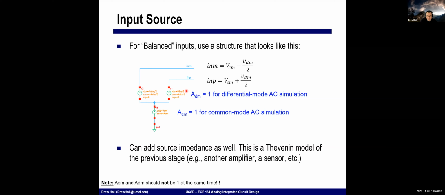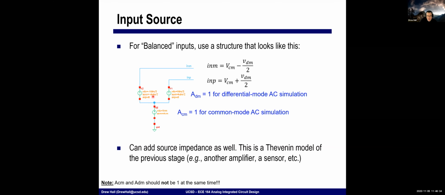This one is positive VDM divided by 2. And the DC voltage of this one down here, this is the common mode. Okay? And so the DC voltage of these 2 sources is equal to common mode minus VDM over 2 and common mode plus VDM over 2. So this is the input minus, input plus. Okay? Additionally, I've also set the AC simulation parameters.